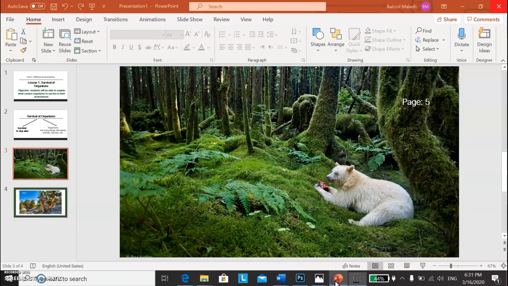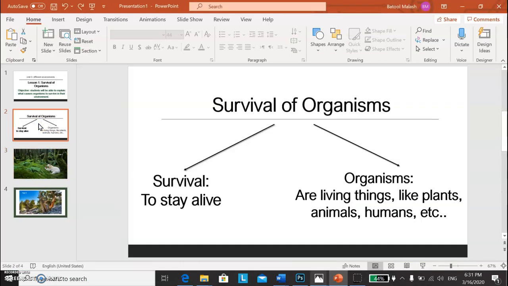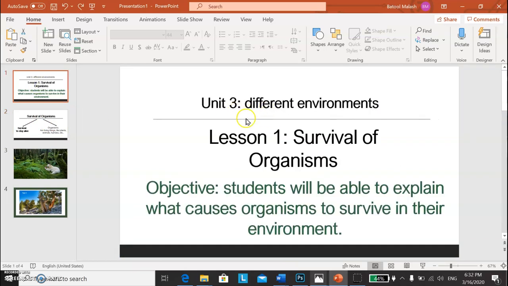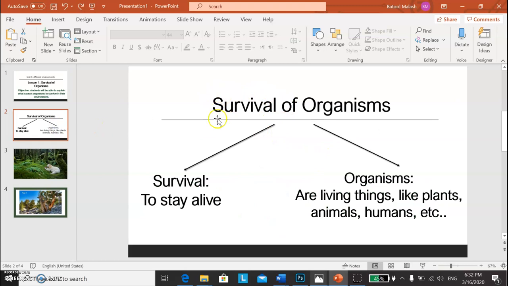Let's make a quick revision or a quick summary for what we already finished. We said that we are going to start in lesson number 1, survival of organisms. What is the meaning of survival? It means to stay alive. Organisms means living things like plants, animals, and humans.